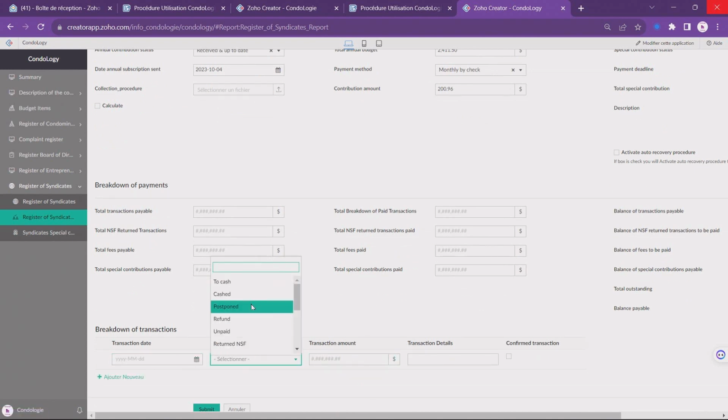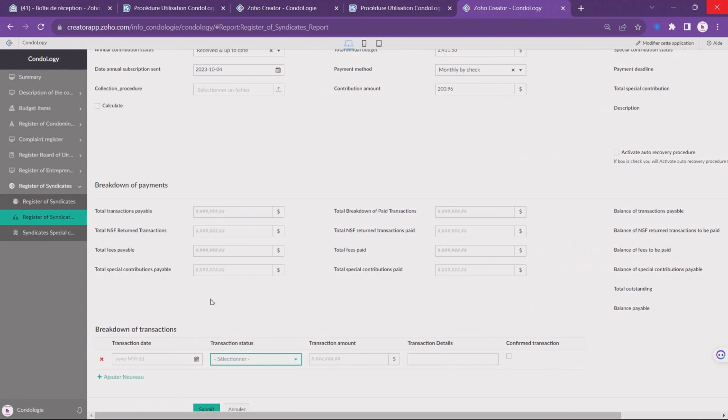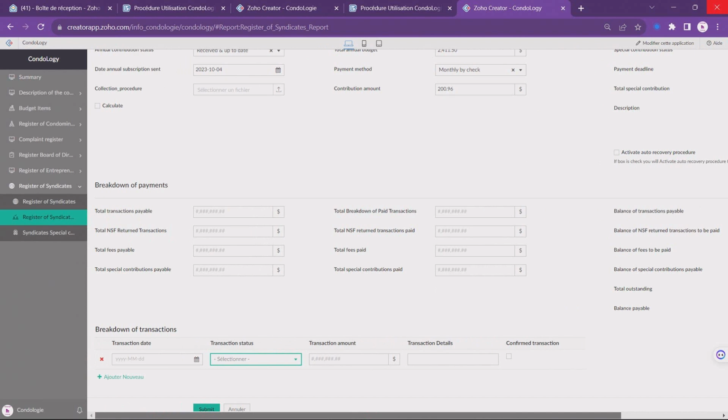It is cashed. It is a reimbursement, but it can also have payments returned and NSF fees. It's the same method of calculation at the level of the breakdown of payments. That means that the balances will adjust as the transactions enter the breakdown of transactions. And we will have our balance at pay, which will be displayed here. So, basically, this is the way to collect contributions and condo fee payments for both the register of the condominium and the register of syndicates.